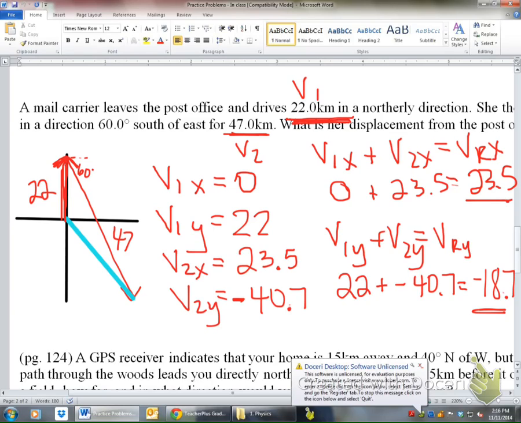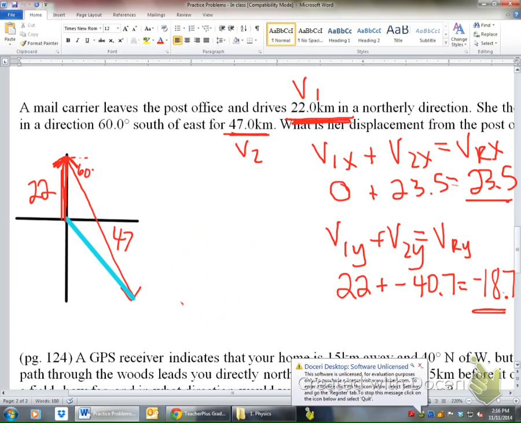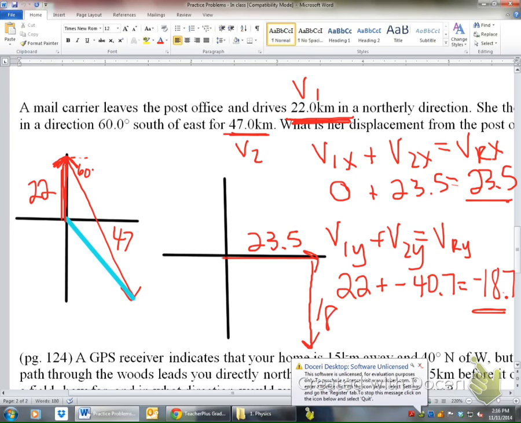We're almost done. Now I'm going to redraw this coordinate system, and we're going to go x first. You could go x first or y first, it doesn't matter. I just typically go x first. So I'll go 23.5 this way, and then I'm going to go up or down 18.7? Down. Down. And here's my resultant.